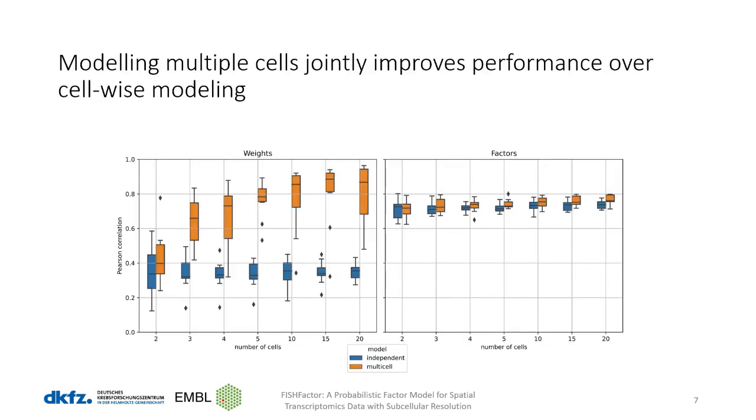In a second experiment, we simulated multiple cells with a shared weight matrix and compared the reconstruction accuracy of a single FISHFactor model applied to all cells jointly with independent FISHFactor models applied to the cells individually. We could show that the reconstruction of weights benefits greatly from modeling cells jointly, while the factor reconstruction is also slightly improved, even though the factors themselves remain independent.